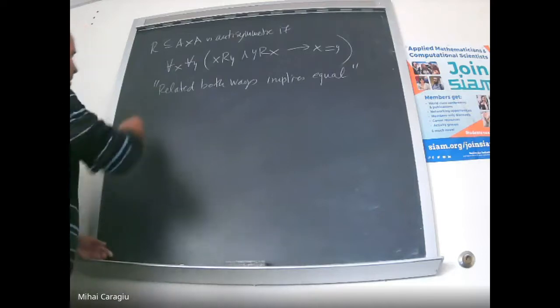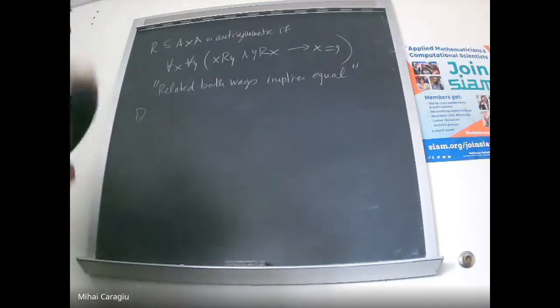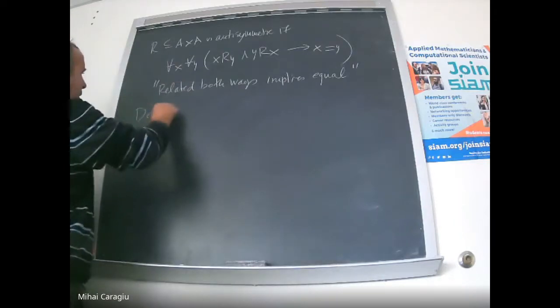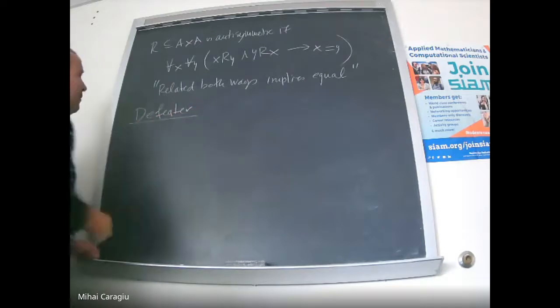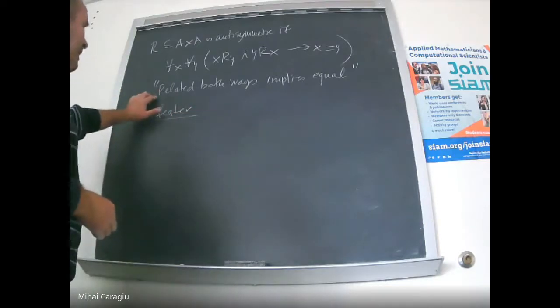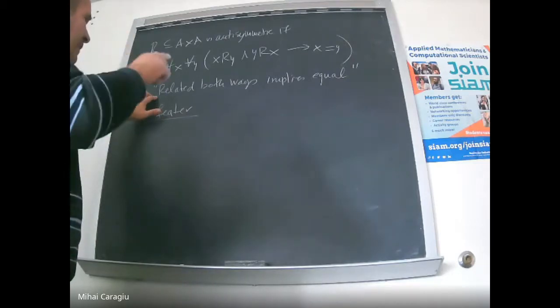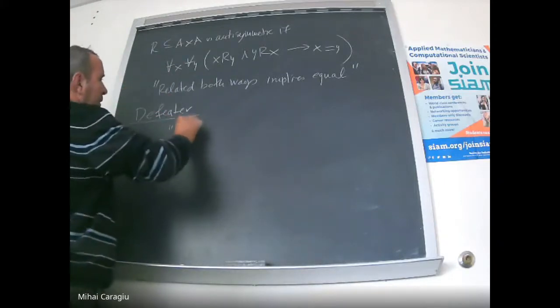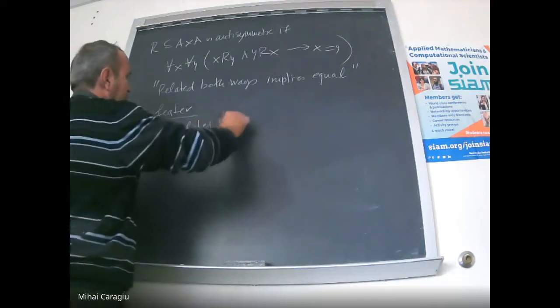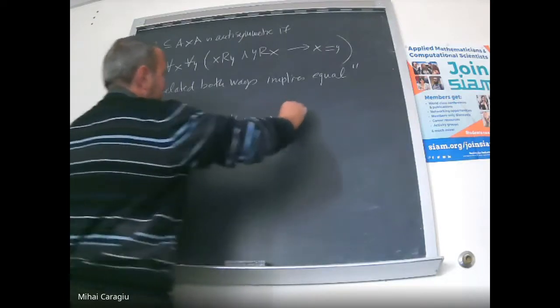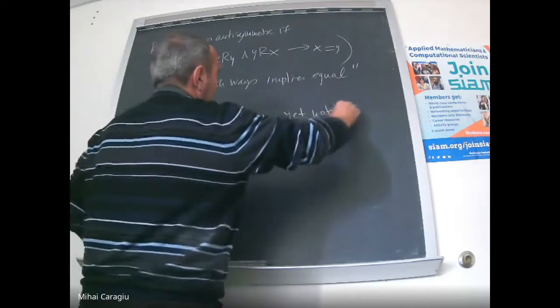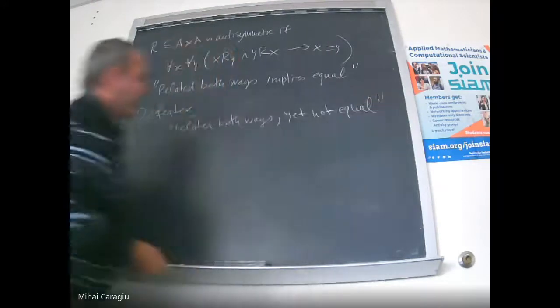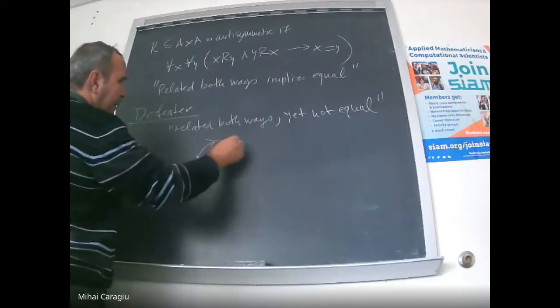Let's see a defeater. What's a defeater for this relation? It's a pattern that if you notice it, it is not antisymmetric. If you don't notice it, it is antisymmetric. So how to deny this? Antisymmetric means if related both ways, then equal. A denial of this would be to see something which are related both ways yet not equal. That's a defeater.